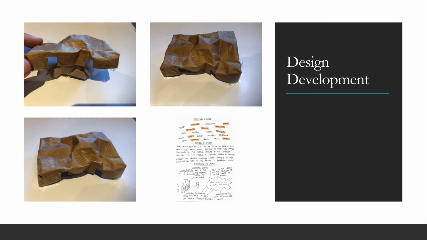So within design development, I started off by doing the word search and picking the keywords which stood out to me, which I then explored more, which finally ended up with this cardboard model of how I wanted my pavilion to be represented.